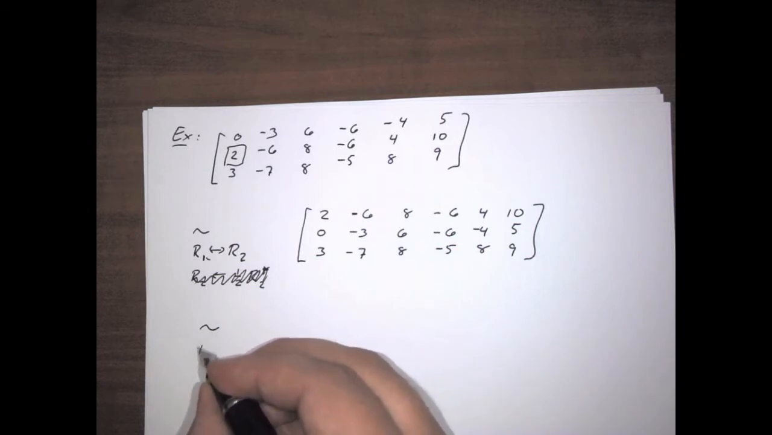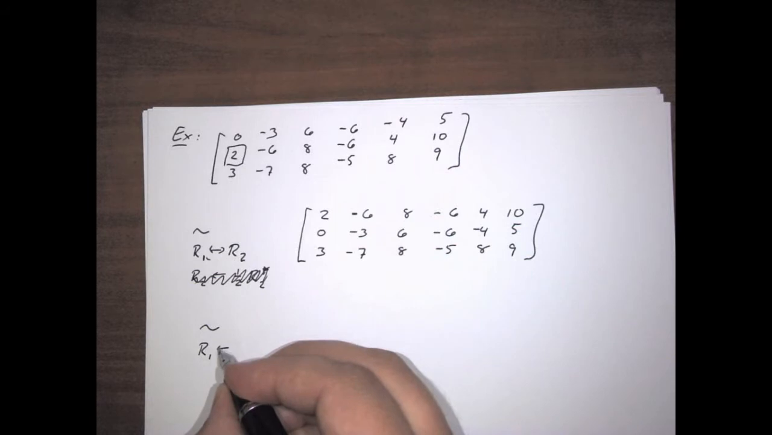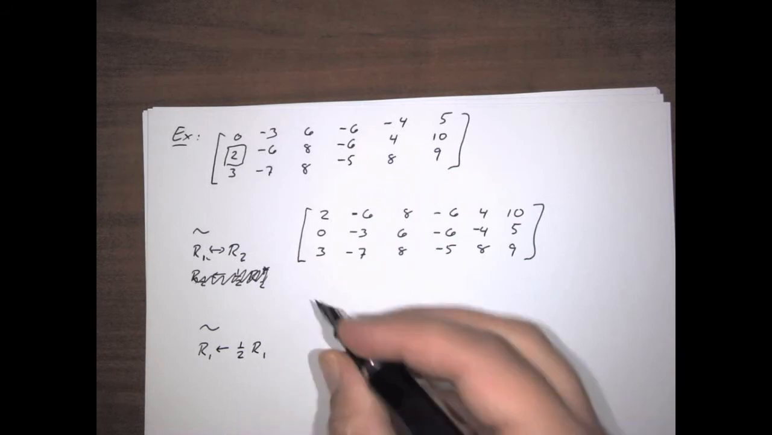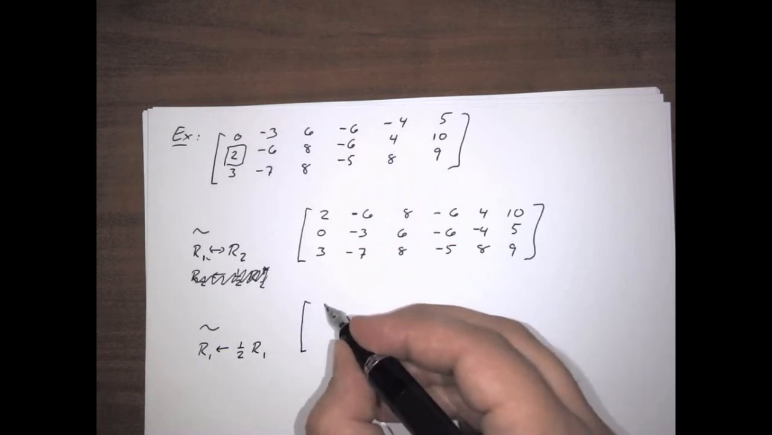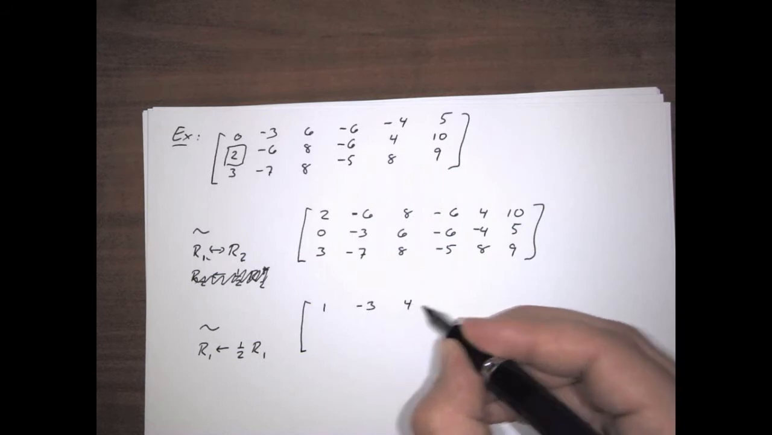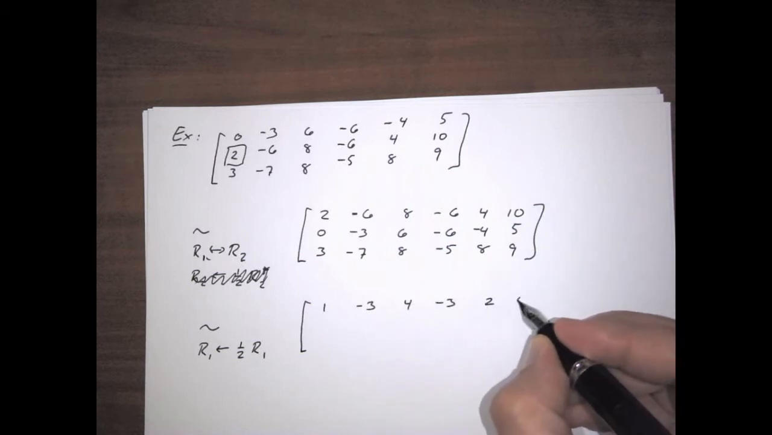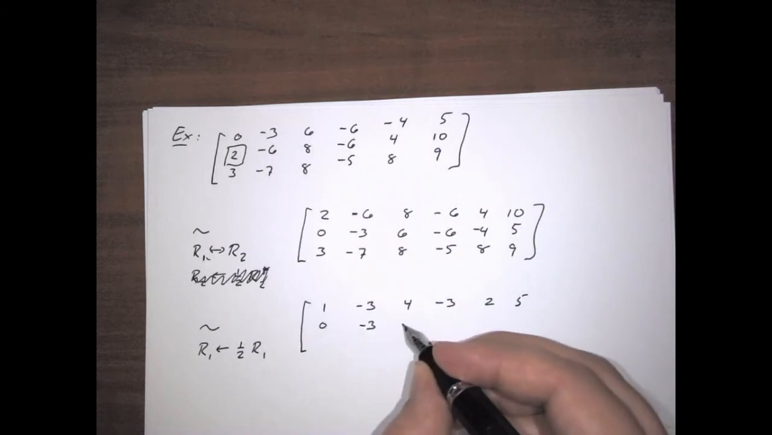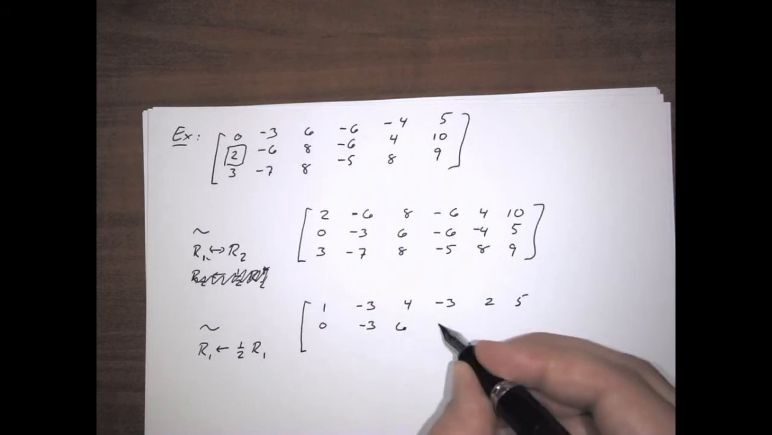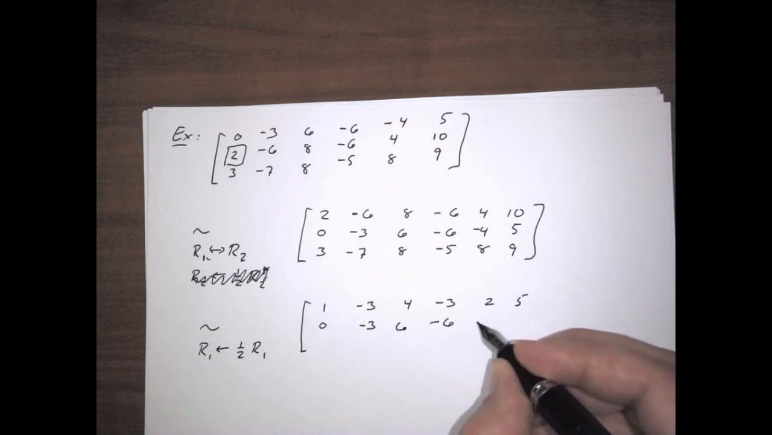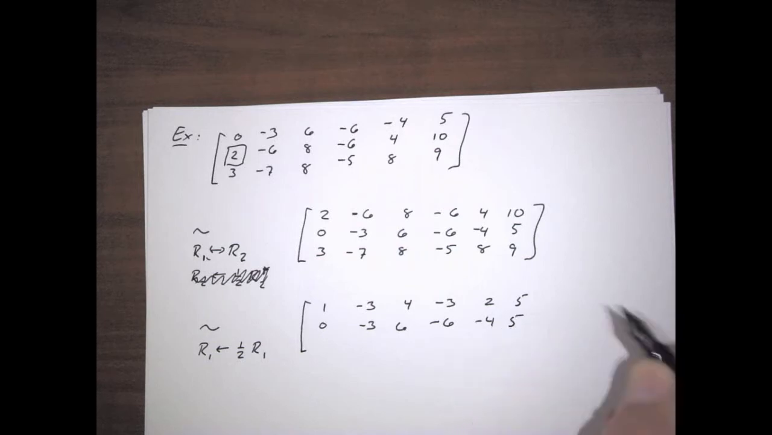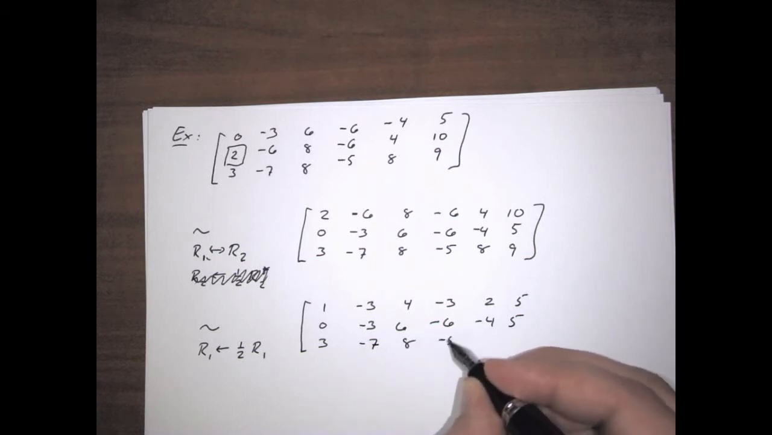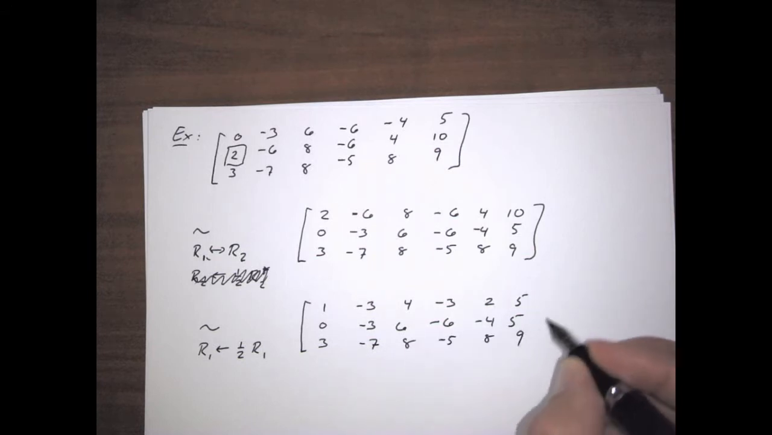And so now at this point, what I'm going to do is I'm going to take my new row 1 here and I'm going to replace that by 1/2 of itself, so I'm scaling it. And that's going to be 1, -3, 4, -3, 2, and 5. Next we're going to have 0, -3, positive 6, negative 6, negative 4, positive 5, 3, negative 7, 8, negative 5, 8, and 9.